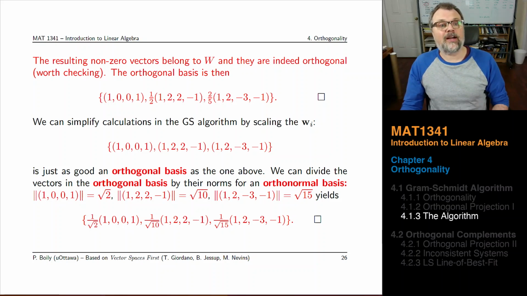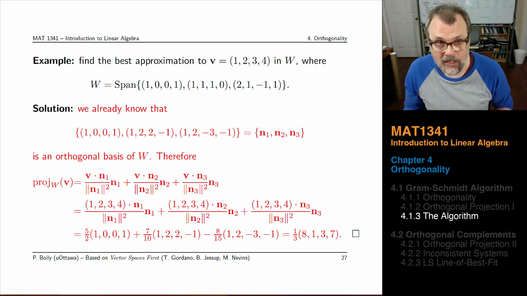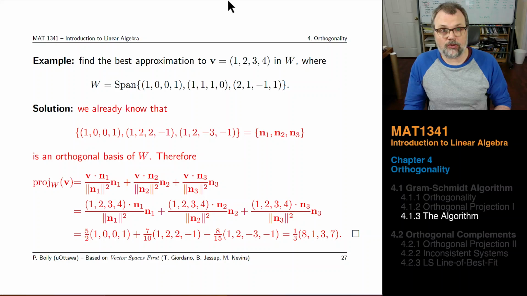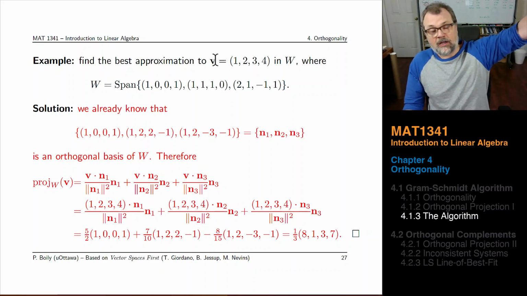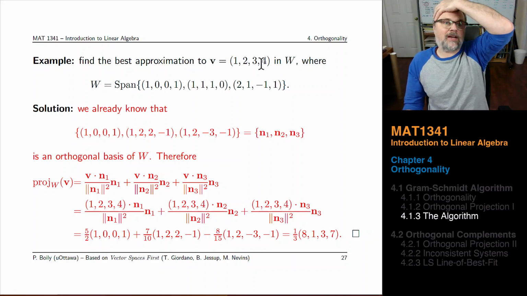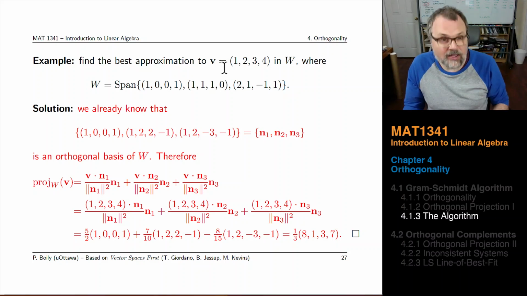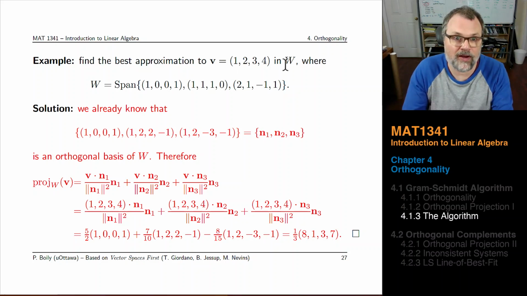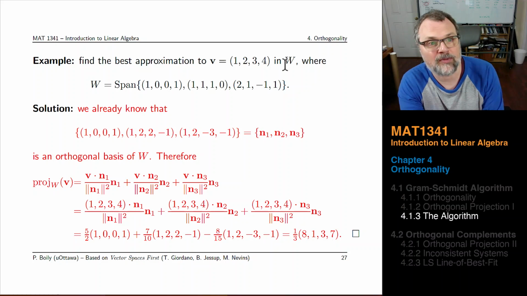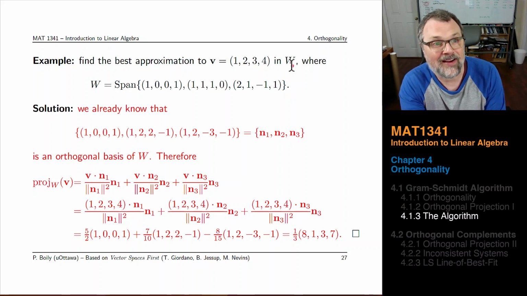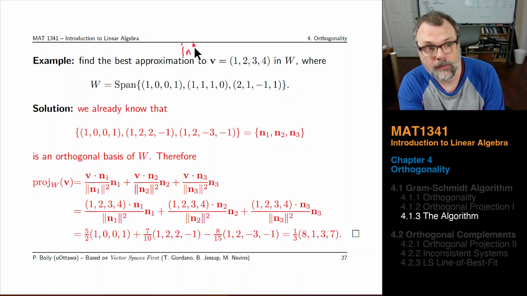So how would we find the best approximation, say, of the vector v, which is 1, 2, 3, 4, in the subspace W, which is spanned by these things here? Well, is it the case that v is in W or not? No, it's not in W, right? And this is one thing we'll find. Even though it says find the best approximation to v in W, I mean, find the best approximation in W of the vector v.